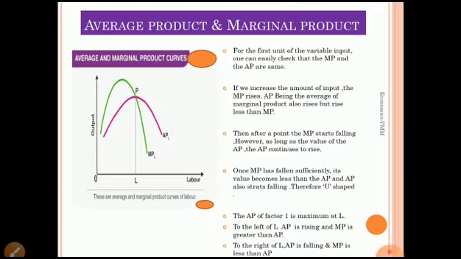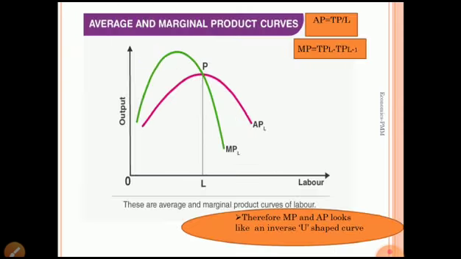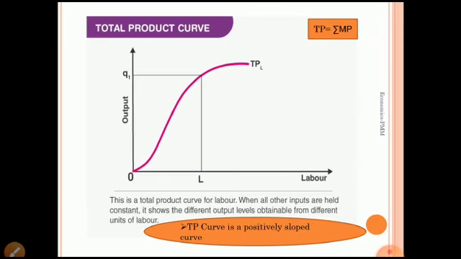This is about your average product, marginal product and total product curves. So students, this carries 6 marks, where we need to explain all the three concepts with 2 diagrams. In one diagram, we are seeing the total product and its shape. As we go on increasing the inputs, the total product is increasing.